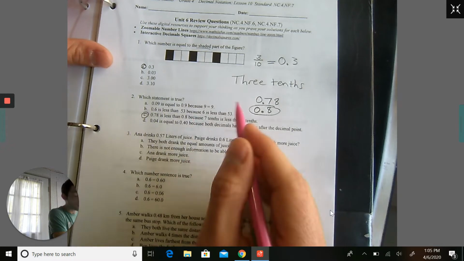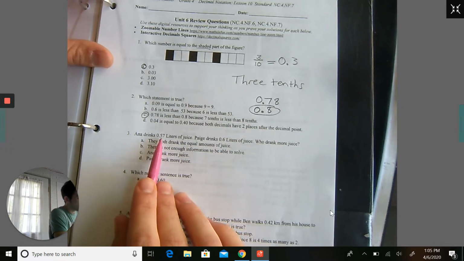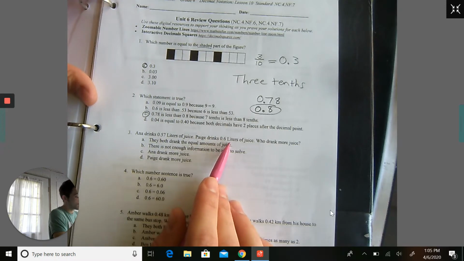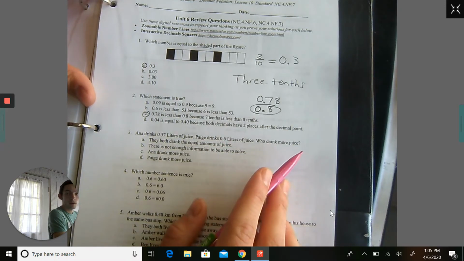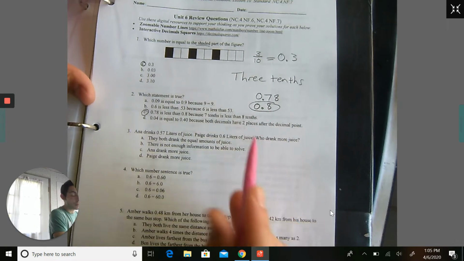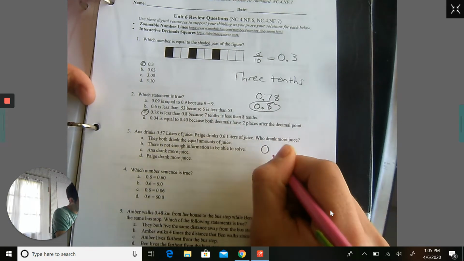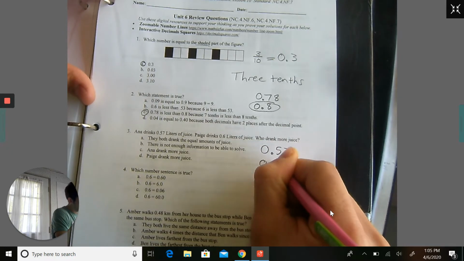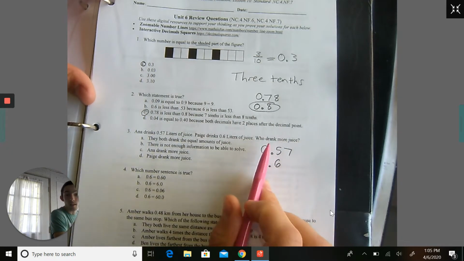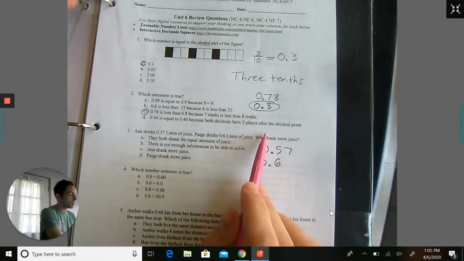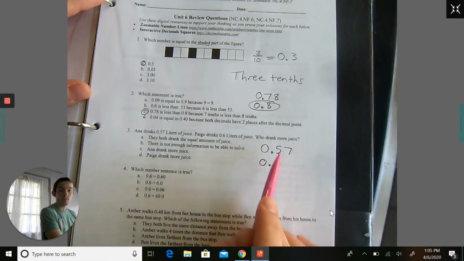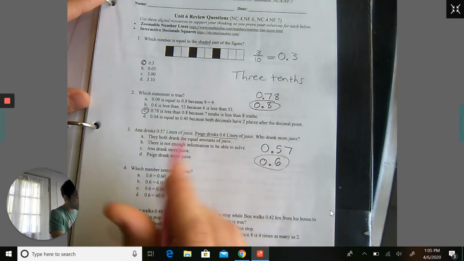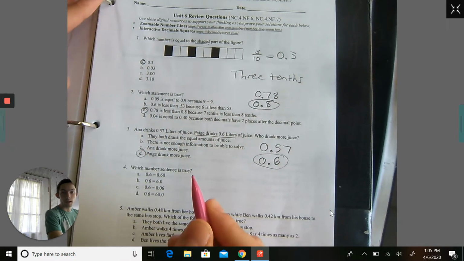We understand. Anna drinks 57/100 liters of juice. Paige drinks 6/10 liters of juice. Who drank more? Based on that same logic that you used above, if you were to write it out again, 57/100, 6/10, you understand by now that we can see a place value chart in our mind. This is the ones place, decimal, tenths, and hundredths. We see here, this is the greater amount. Therefore, it had to be Paige who drank the greater amount.